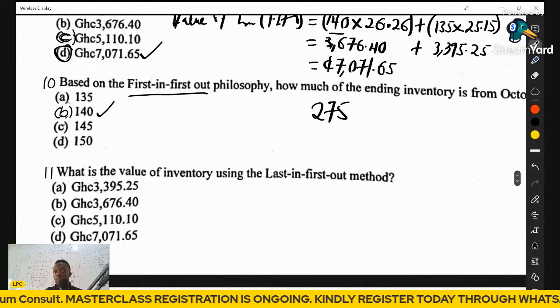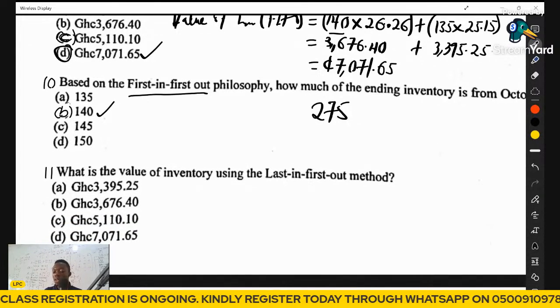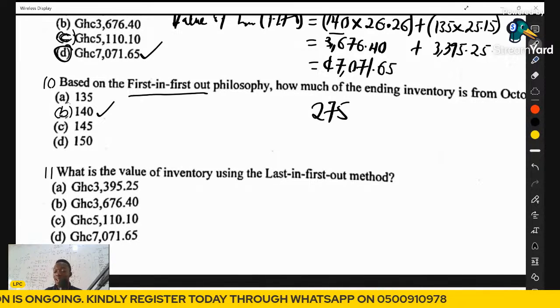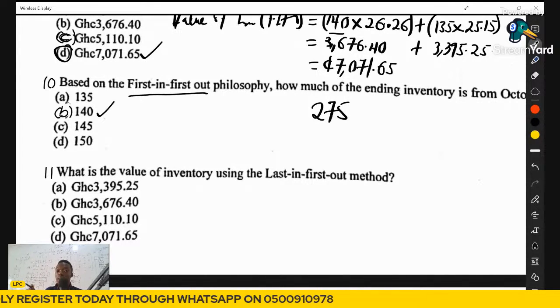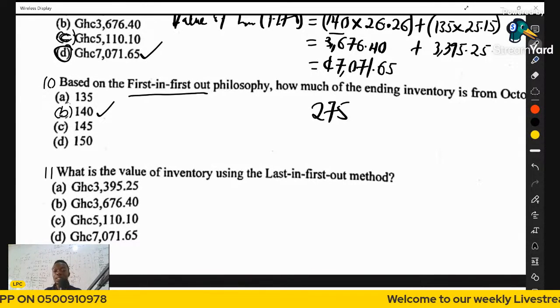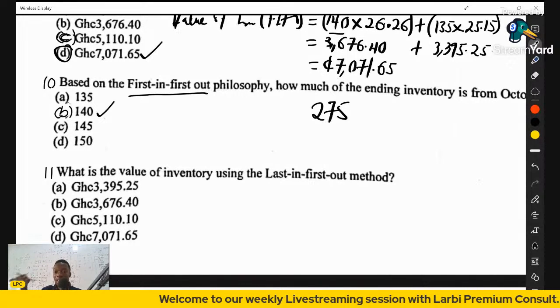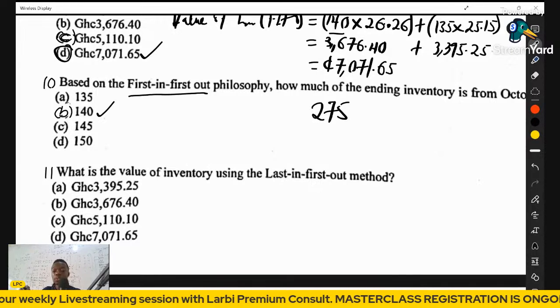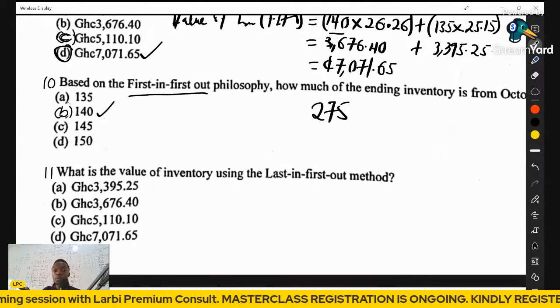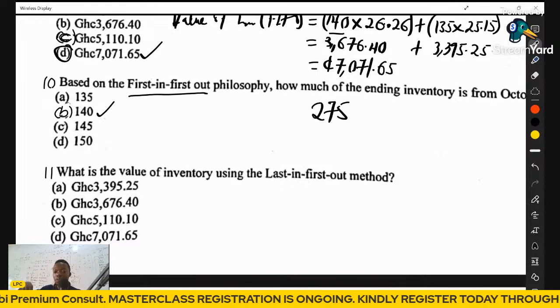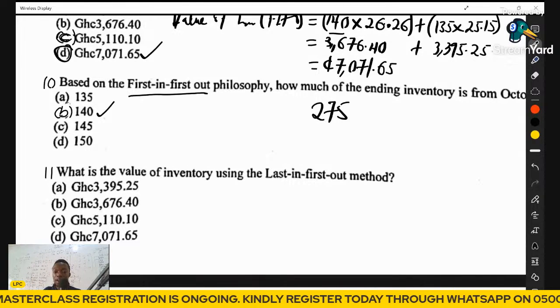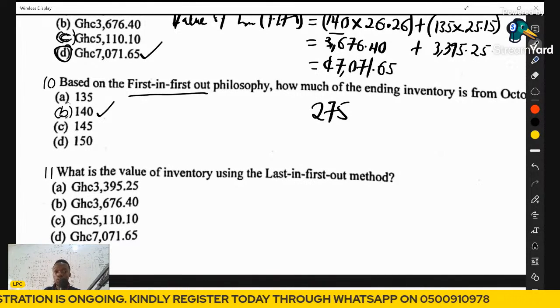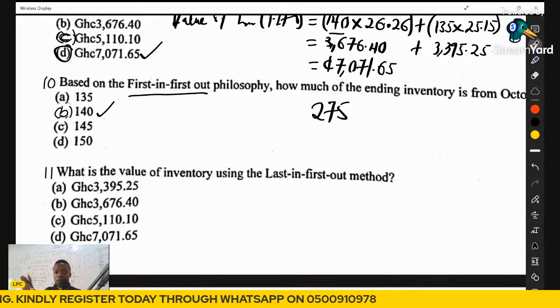Question 11 should be our last question. It's asking, what is the value of the inventory using the last in, first out method? That is the opposite of first in, first out. For last in, first out, whatever inventory came in as the latest batch should be the one that goes out first. It came in last, but it goes out first. This is what we call the last in, first out principle. Whatever we bought now should be the one that goes out first. So let's take note of that.